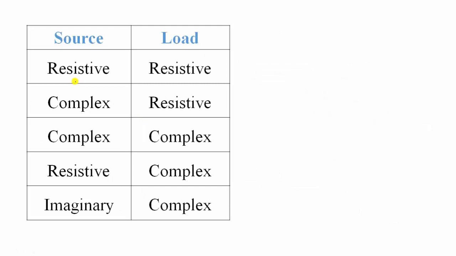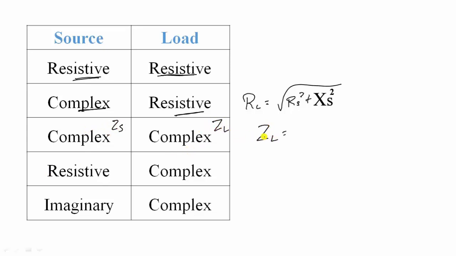For the maximum power to be transferred, if the source is resistive, then the load should be resistive. If the source is complex and load is resistive, RL should be equal to under root of RS square plus XS square. So this is very important. If the source is complex, let me represent it as ZS, and if the load is complex, let me represent it as ZL. Now what is the impact on load impedance? It should be the complex conjugate of source impedance.